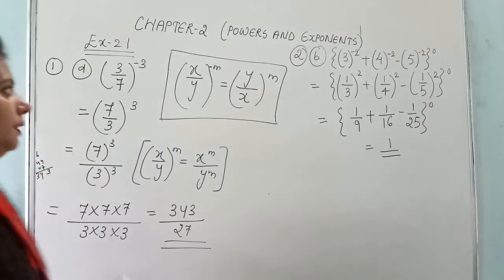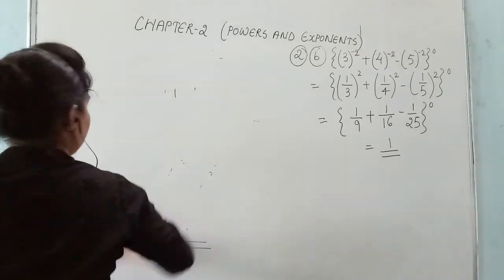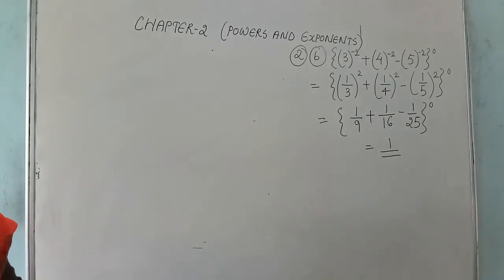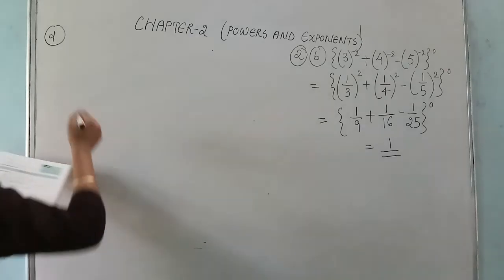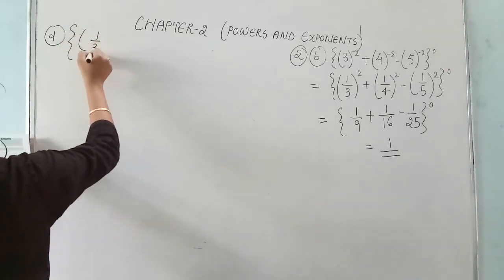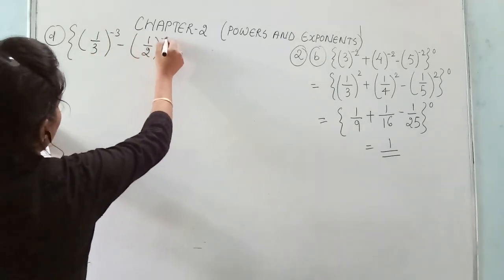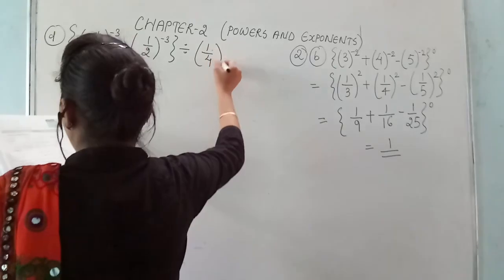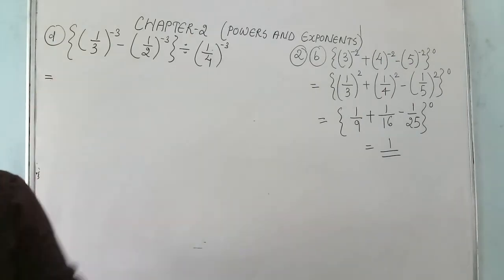Now I am going to rub this question. Now same question, D part I am doing. 1 by 3 raised to the power minus 3 minus 1 by 2 raised to the power minus 3, divided by 1 by 4 raised to the power minus 3. We have done it earlier, the same method we will apply here also.